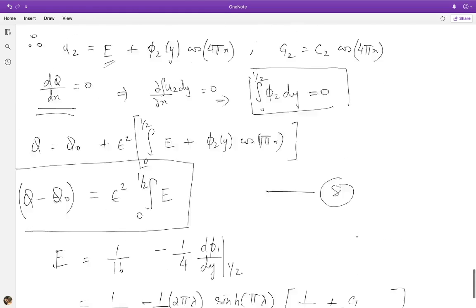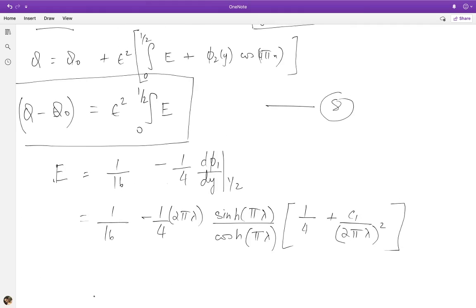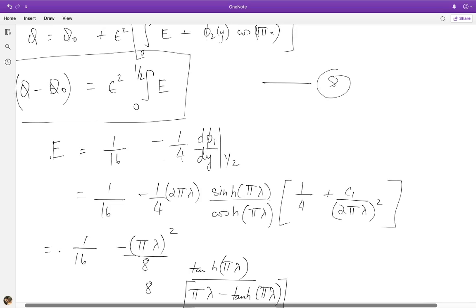But now I know what C1 is as well. Right, C1 is this quantity over here. So if I substitute that in also, you can work out the algebra. But ultimately what you will get is the following. And there we have it. This is E.